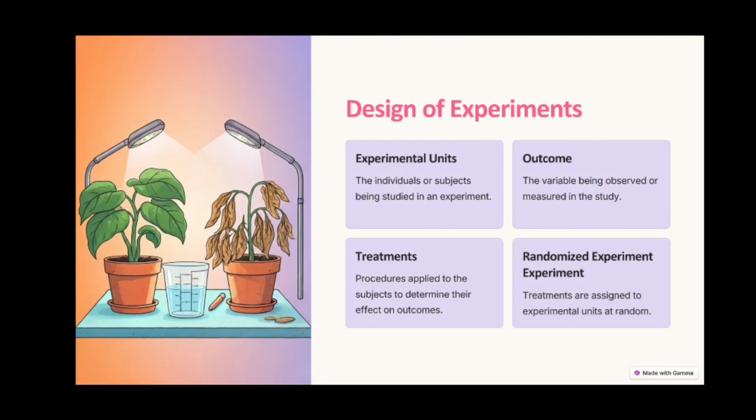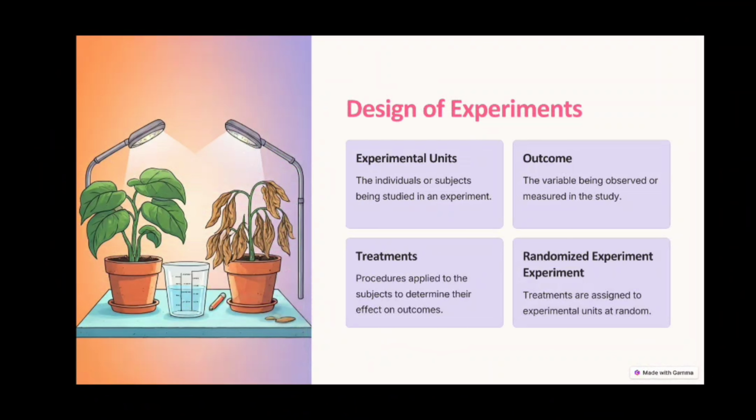Now we have the design of experiment. Explain what the experimental unit is. Looking at the picture on the left side, you can see two flowers. One of the flowers is dry while the other one looks so radiant. Now, what is the experimental unit? The individuals or subjects being studied in an experiment. Looking at this, the flower itself is going to be the experimental unit.